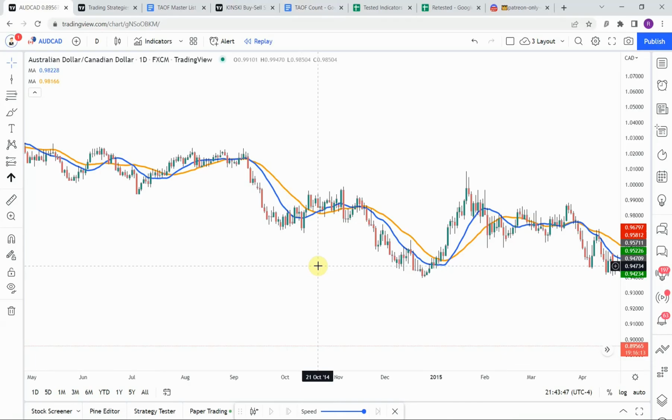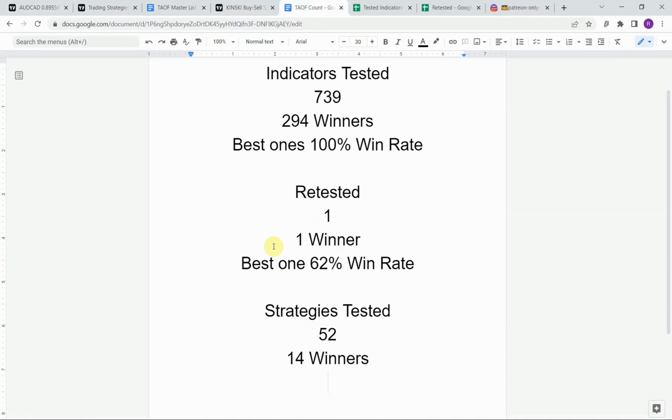Alright, as I said, today we will be doing the advanced testing of the moving average cross. Before we do though, I wanted to put the testing scoreboard up for everyone to see. So to date, we have tested a total of 52 different strategies, with 14 of them being profitable. We've also tested a total of 739 indicators, with 294 of them being winners. The best ones so far were able to achieve a 100% win rate.